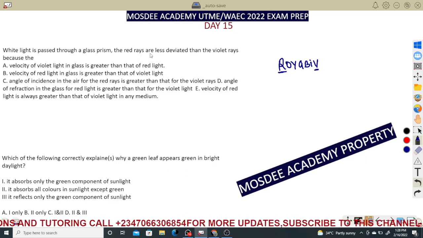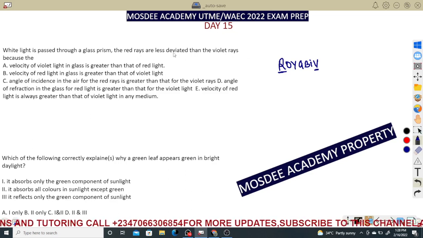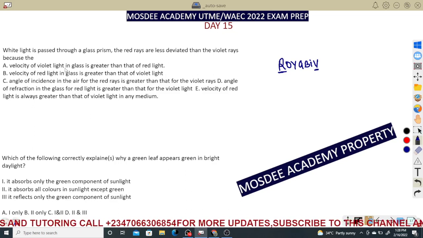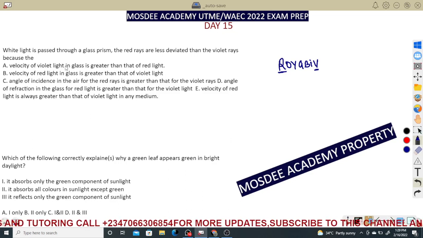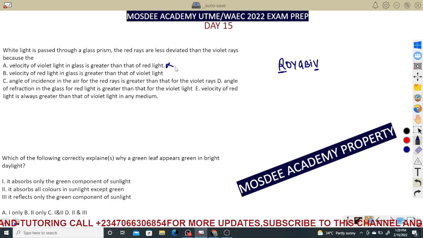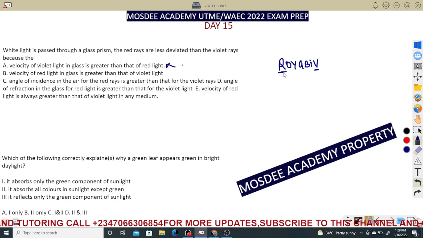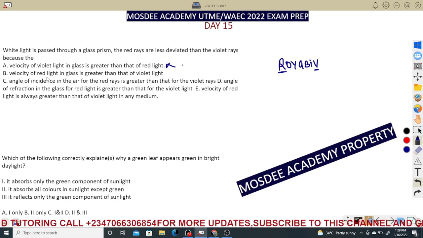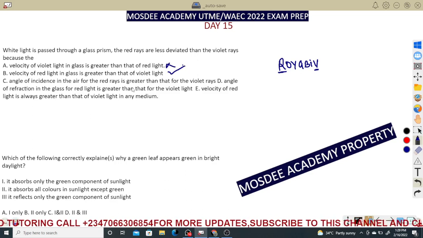They said red rays are less deviated than violet rays because velocity is speed. Please note that. Velocity of violet light in glass is greater than velocity of red? That's a lie. Red has higher speed than violet. So this statement is wrong. Velocity of red in glass is greater. This is a correct statement.